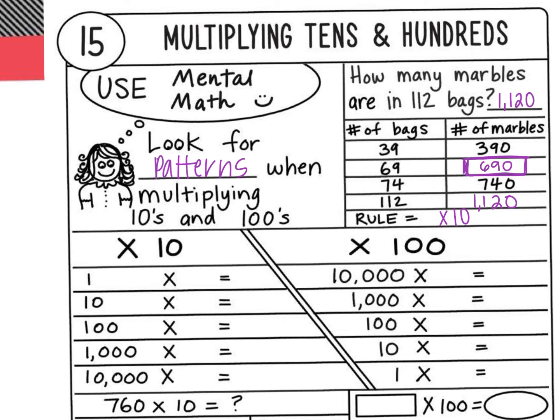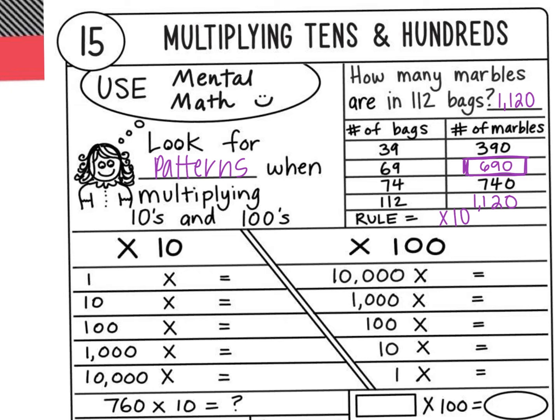Okay? How many zeros do you think I would add to the end of a number if I multiplied by 100? 2. Why? Who said that? Why do you think? Because you're going back 2 times. And how many zeros are in 100? 2. So I would add 2 zeros to the end of a number if I was multiplying by 100.